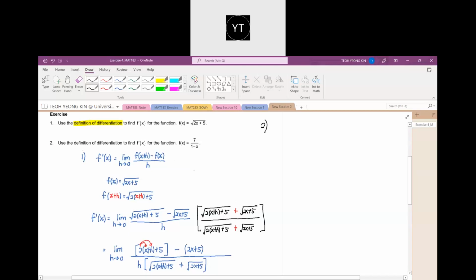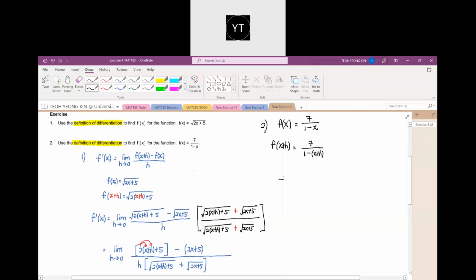Use the definition of differentiation. Find f prime x for the function f of x equals 7 over 1 minus x. So what is our f of x plus h? Here is 7 over 1 minus, don't forget to put a bracket, x plus h. You must put a bracket. Then we substitute the formula.